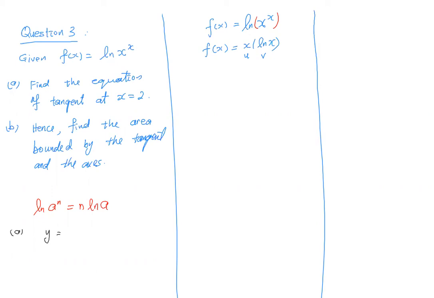Johan, you got it? I'm still subbing the 2. Okay, you take your time. Still trying to identify the v. The v is ln x. Yeah, ln x. So how to differentiate ln x? Yeah, that's the actual question.